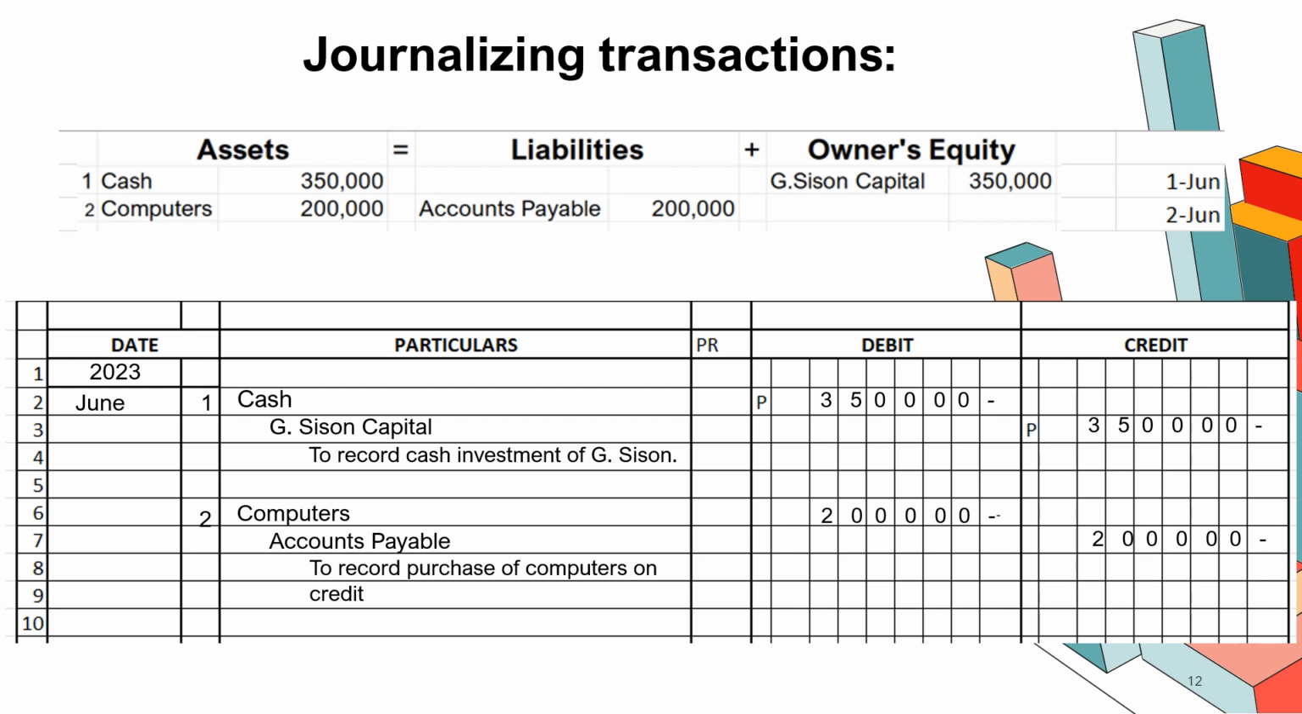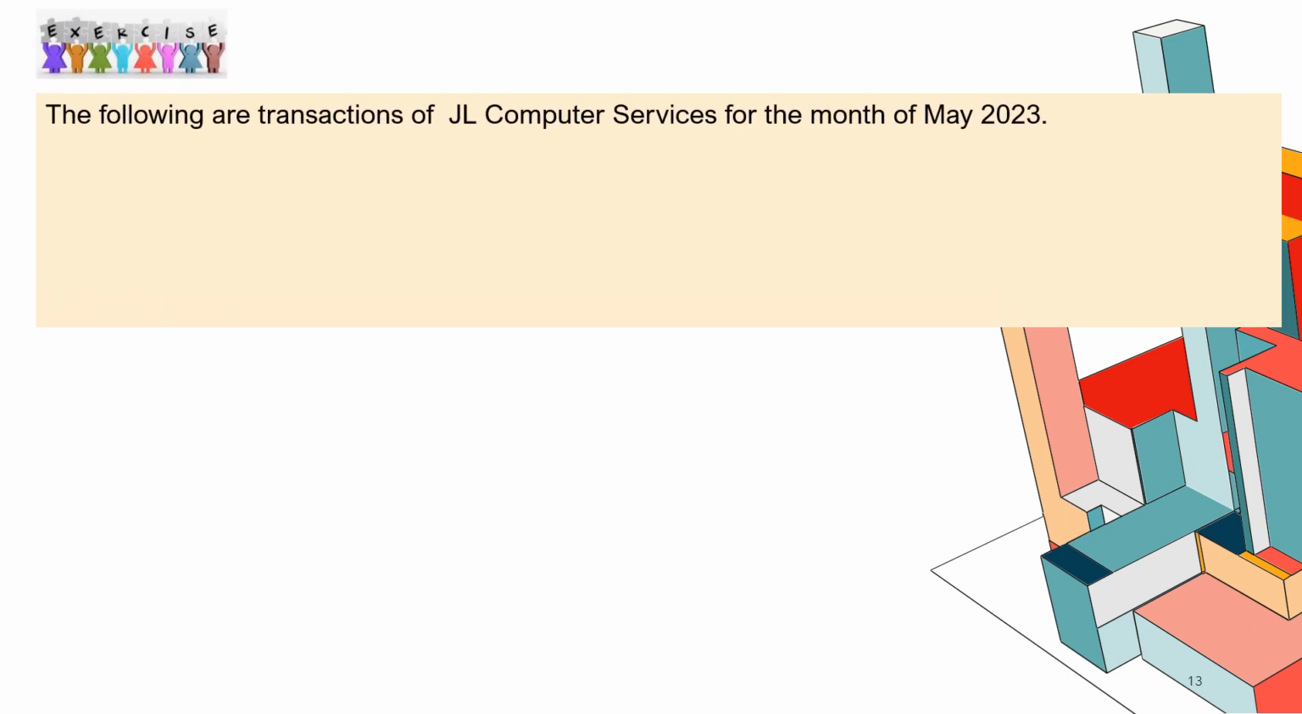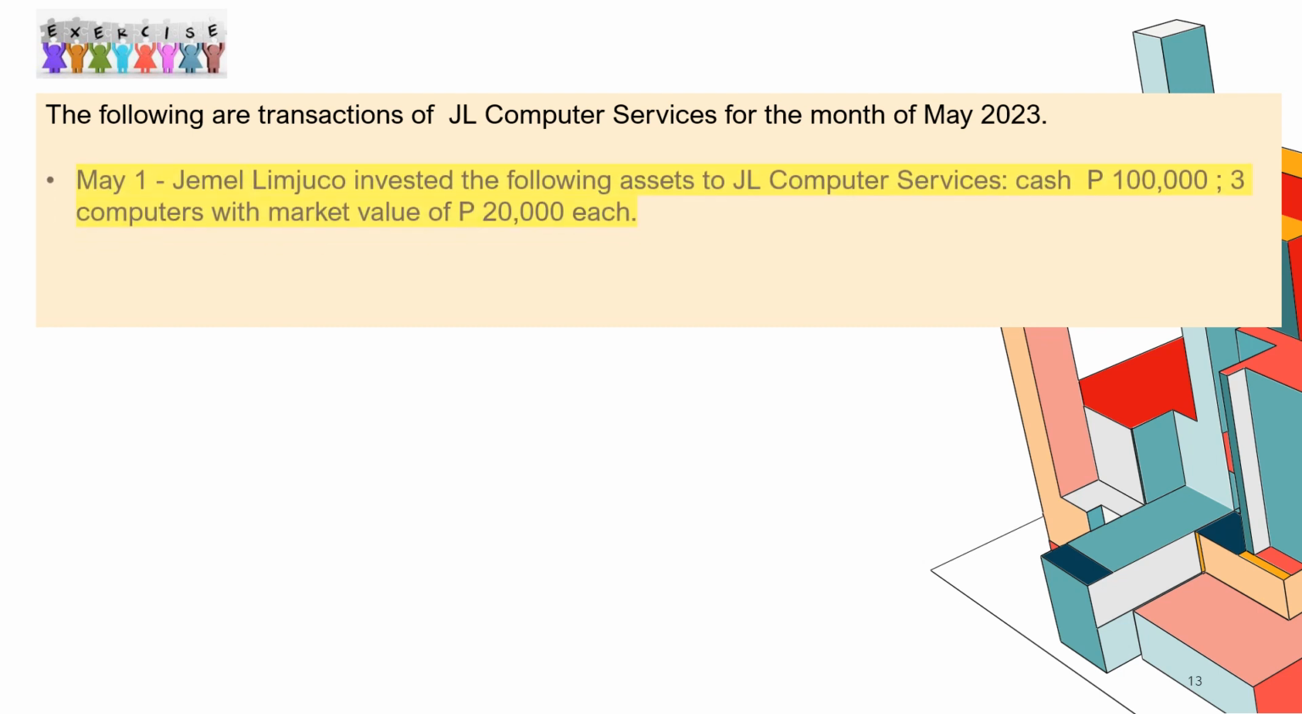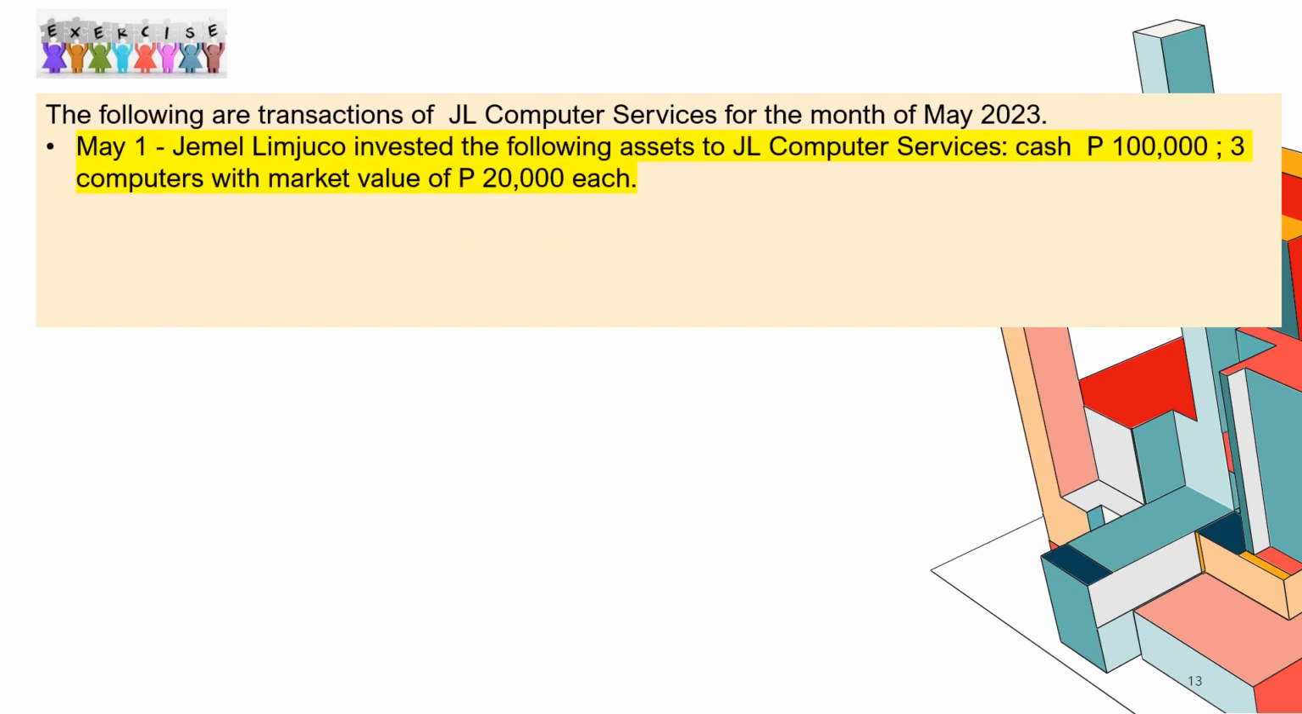So let's have more examples with regard to journalizing transactions. Okay, let's have an exercise. The following are transactions of JL Computer Services for the month of May 2023. May 1, Jemel Limhoco invested the following assets to JL Computer Services. Cash 100,000, 3 computers with market value of 20,000 each. So meaning how much is the total market value of computers for 3 computers? So that's 60,000. 20,000 times 3 pieces.